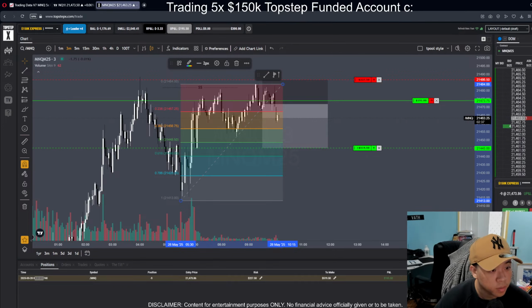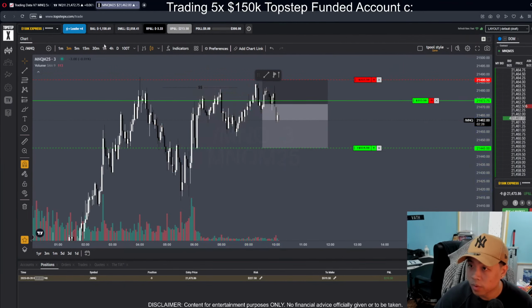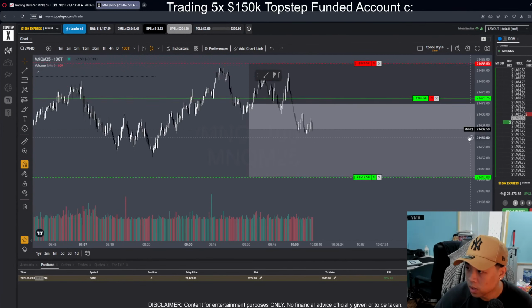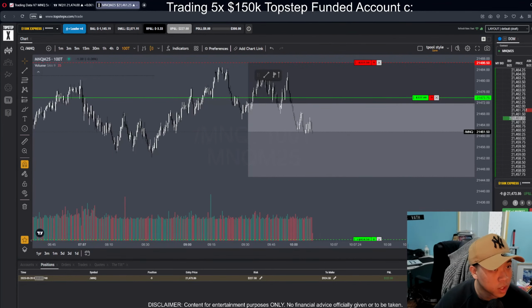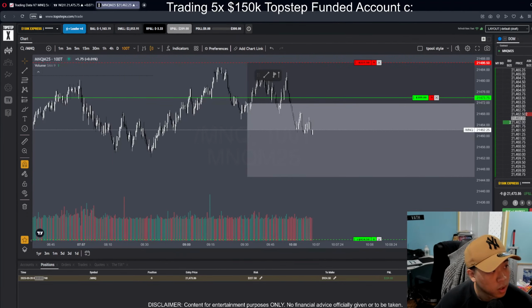That's pretty much it, chat. So that's what we're going to be looking at today. I'm a fan of what I saw in the 100 tick. But for the time being, I'll pull this one down a little bit just to make sure we really do get that full retracement ideally. And that should be the play.